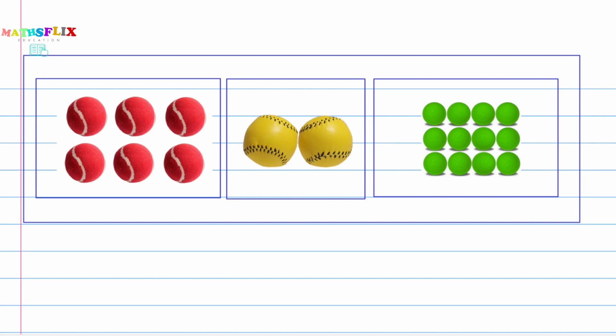Balls. Who doesn't like balls? How many balls do we have? Well, we have 6 red balls, we have 2 yellow balls, and we have 12 green balls. If we had to write it as a ratio, well, I'll have 6 to 2 to 12. Can I simplify this? Yes, I can. 2 can get into all of these numbers because 2 can get into itself, can get into 6, as well as it can get into 12.